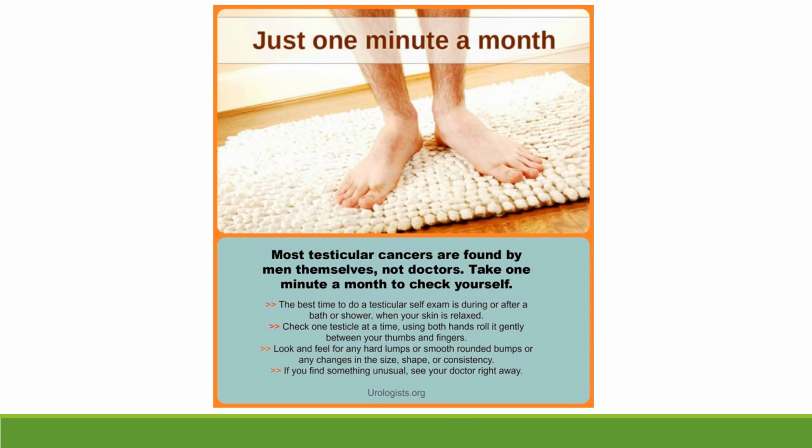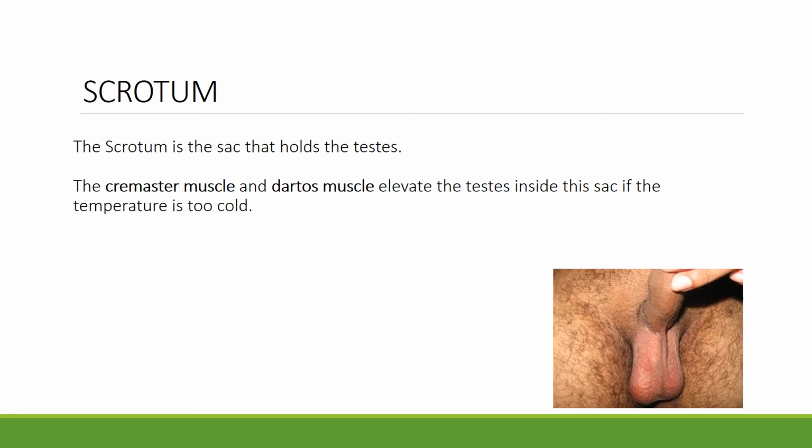The scrotum is the sac that holds the testes. There are two muscles, the cremaster muscle and the dartos muscle, whose job it is to regulate the temperature in the testes and to be sure that the temperature is not too high or too low. If the temperature is too high, they will lower the testes. If the temperature is too low, they will raise the testes closer to the body. The cremaster muscle also functions to retract the testes to guard against injury.